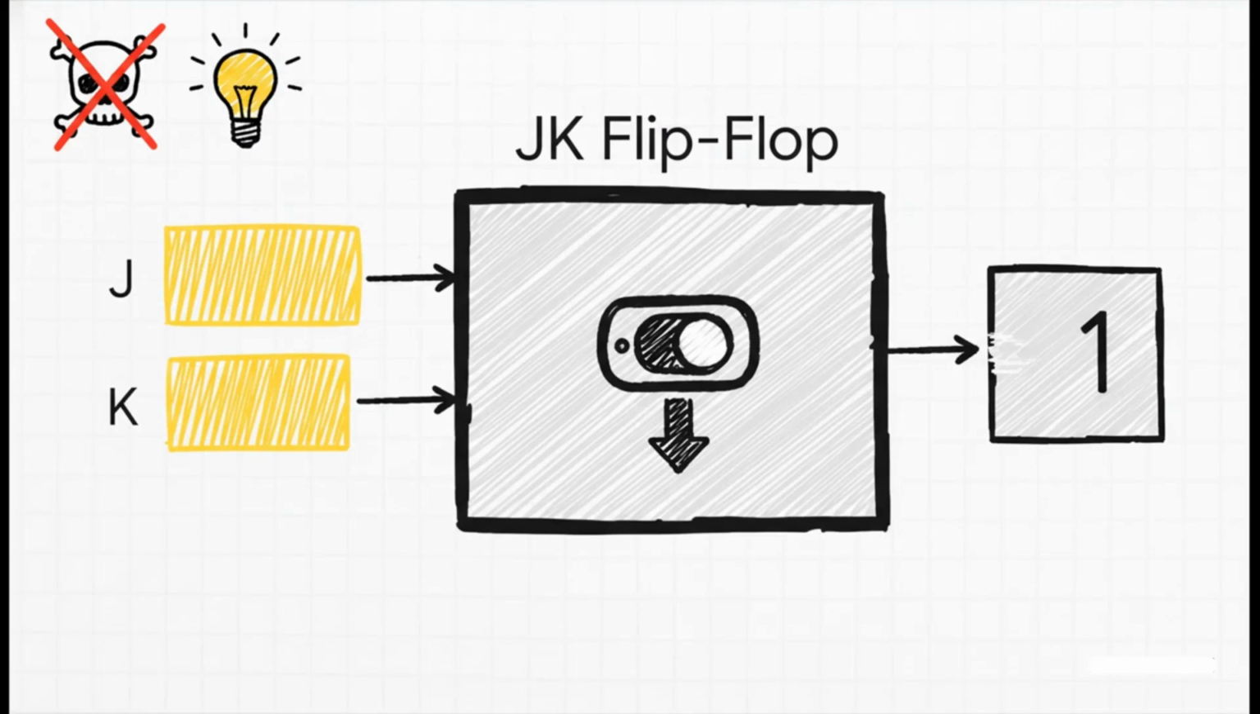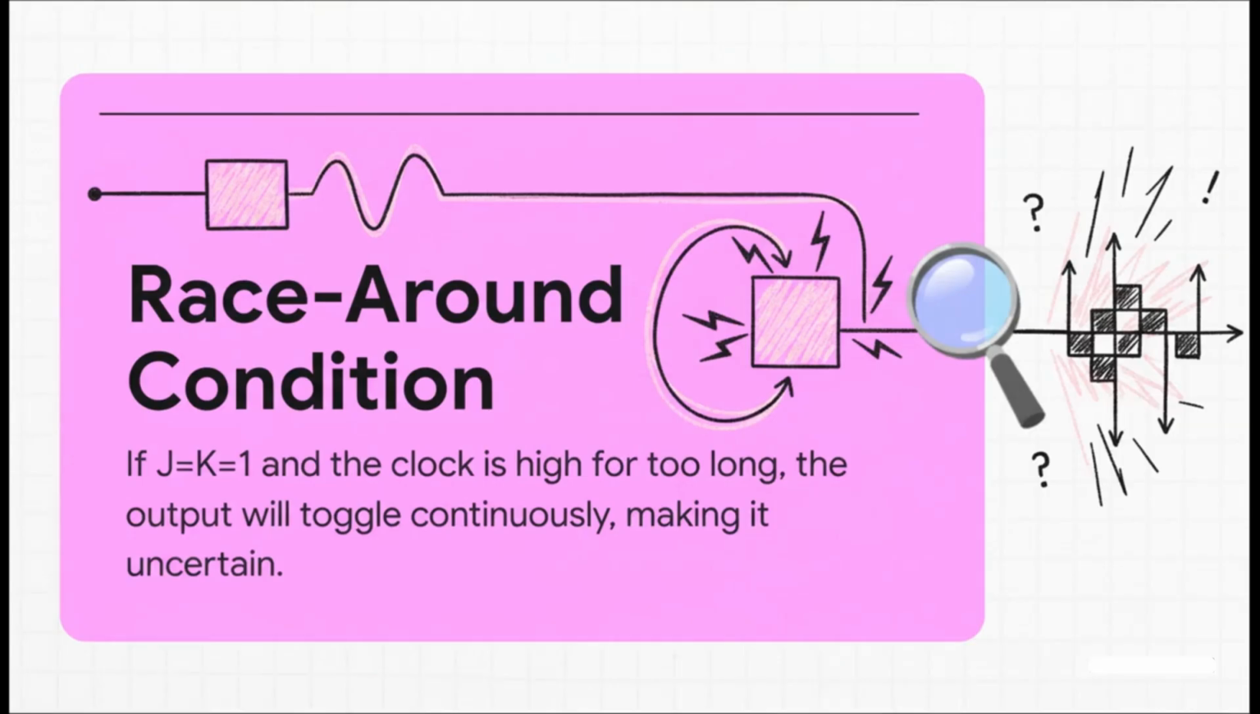Instead of having that 1-1 input cause an error, the JK flip-flop says, oh, you mean toggle. So it just flips its stored bit to the opposite state. If it was a 0, it becomes a 1. If it was a 1, it becomes a 0. They turned a bug into a feature. Or so they thought. And this, right here, is the climax of our story, the race around condition.